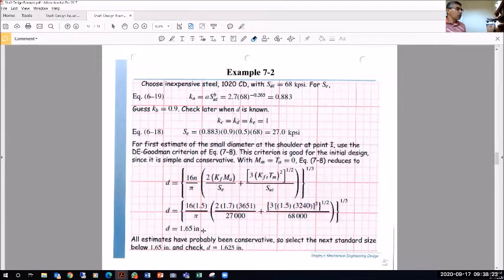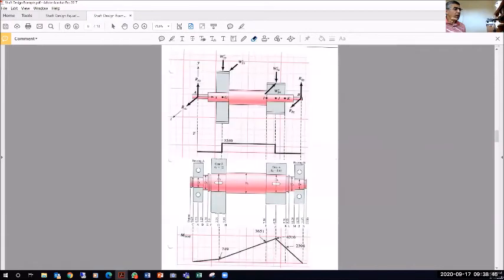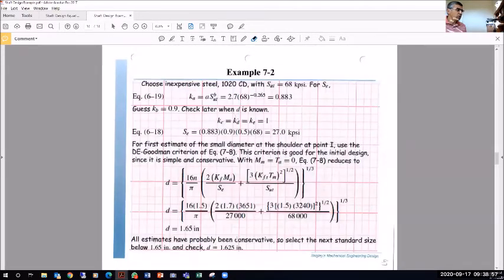Now I'm thinking I'm conservative, and I want to use one of the standard sizes as shown in the appendix in the back of the book. So I either have to go above 1.65 or below 1.65. Being conservative, I can go below, so I go to 1.625 inches for the diameter. Which diameter is that? I am at the shoulder right here, so I'm really looking at the small diameter d5. So 1.625 is going to do it for d5. Remember, this is my first iteration. So now I have to go back and revisit.